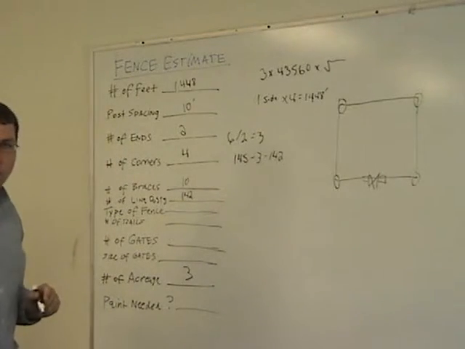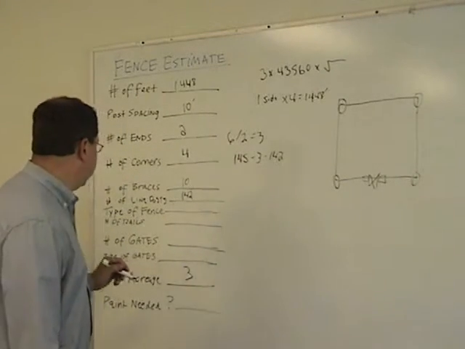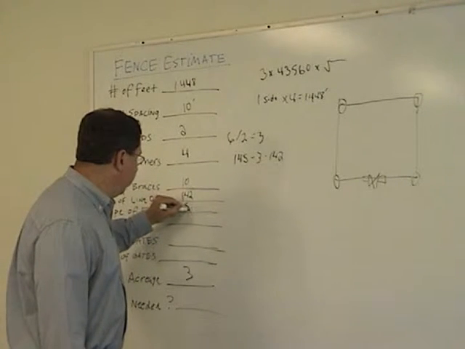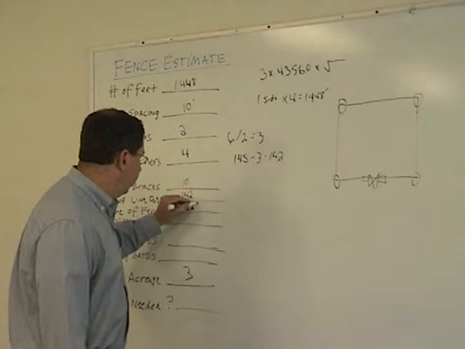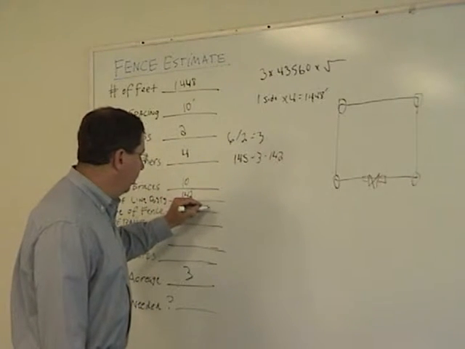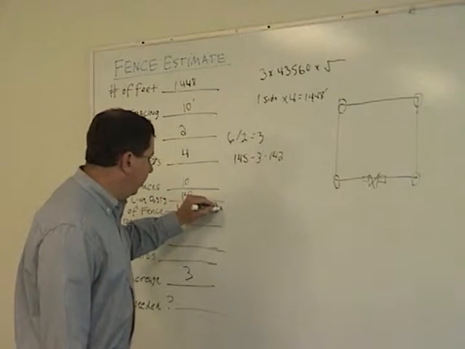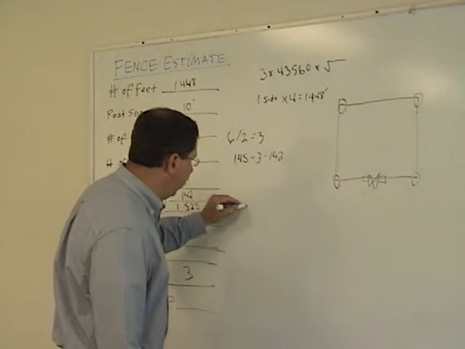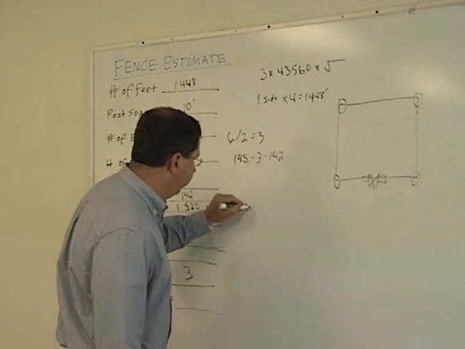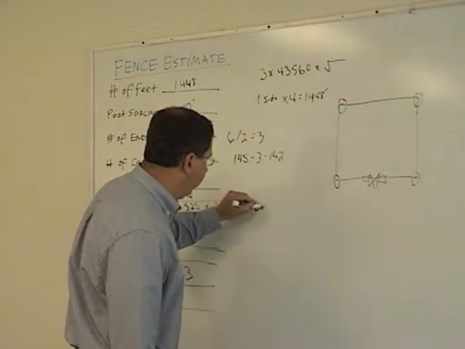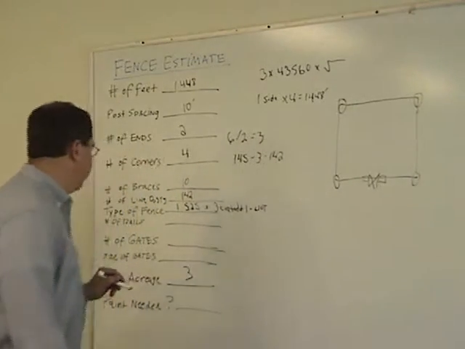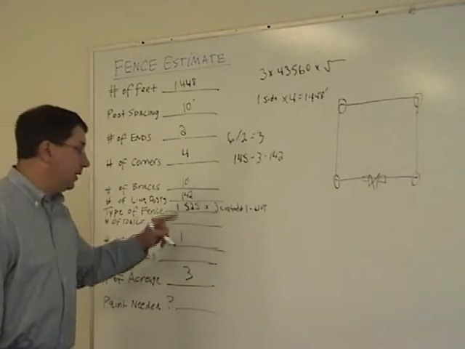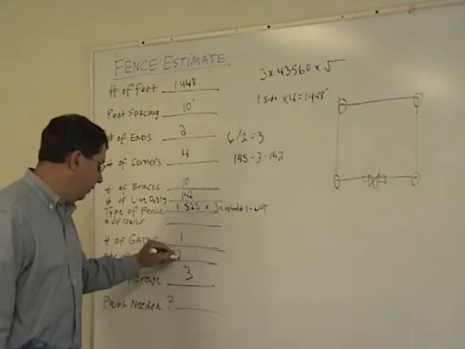And the type of fence I'm going to do is a combination fence of a top rail of our 5 1/4 inch, and I'm going to do 3 coated wire below it and 1 hot wire. Okay. The number of gates, I have 1 gate, and let's say it's a 12-footer.